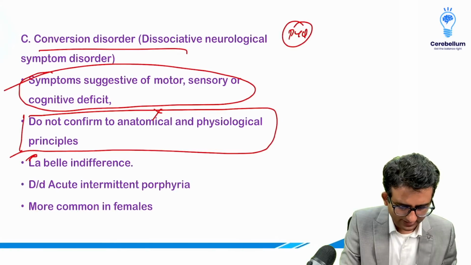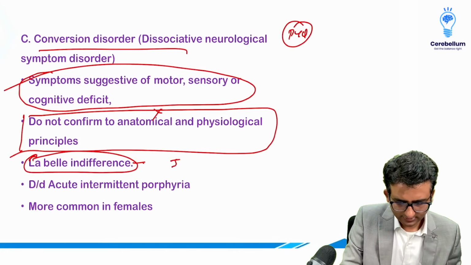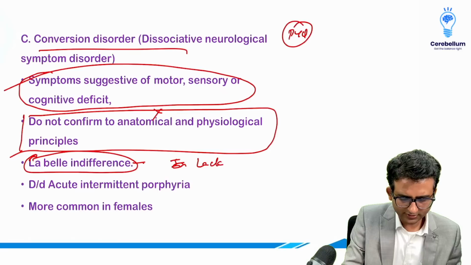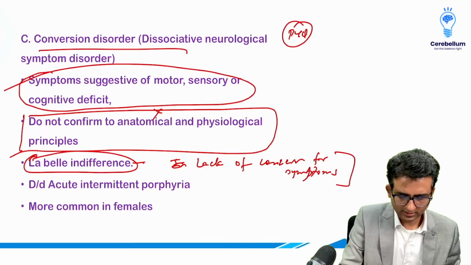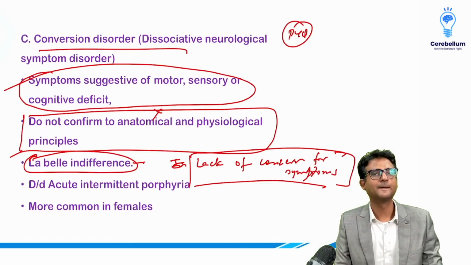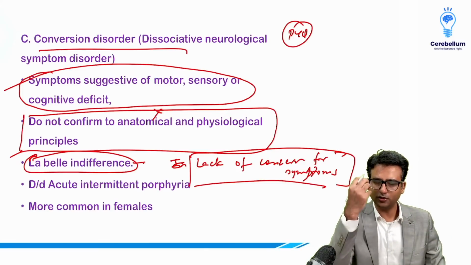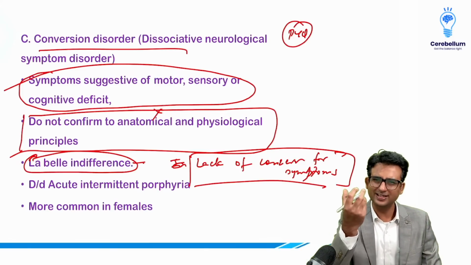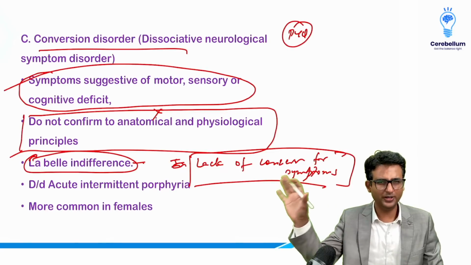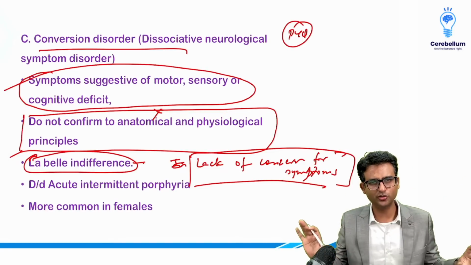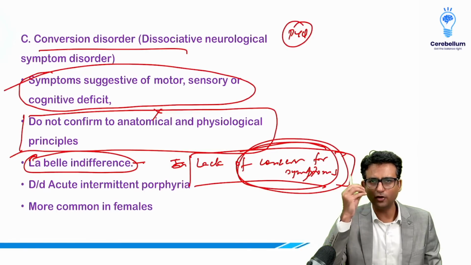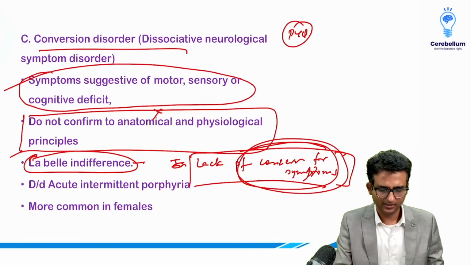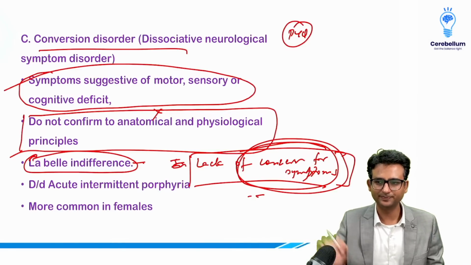And there is la belle indifference, lack of concern for the symptoms. Patient comes to you, patient says, doctor, I cannot see from my right eye for last 3 days, but doctor, it's okay, it's fine, no big deal, left eye is still working, all is good. You feel as if the patient is not concerned for the symptom. If you have lost vision in one eye, you should be panicking. But this guy is saying that it's okay, doesn't matter. Right?